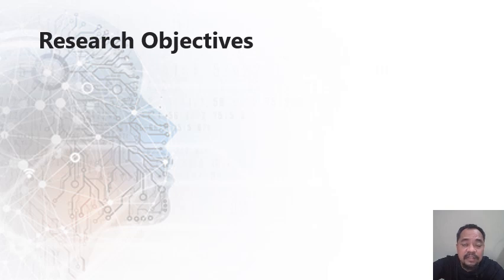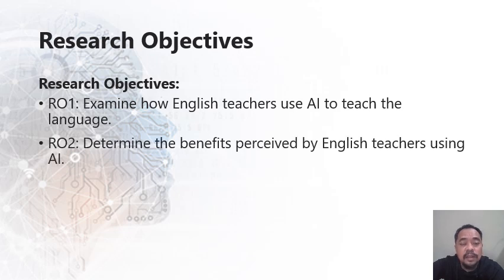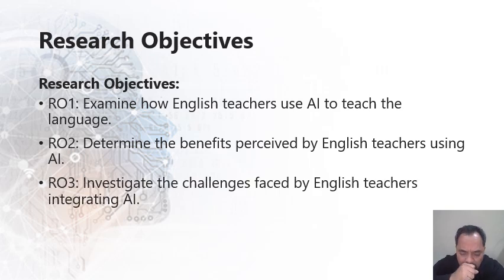My research objectives are as follows. Number one, to examine how English teachers use AI to teach the language. And my RO2, determine the benefits perceived by English teachers using AI in the class. My RO3, excuse me, investigate the challenges faced by English teachers whilst integrating AI into their lesson.